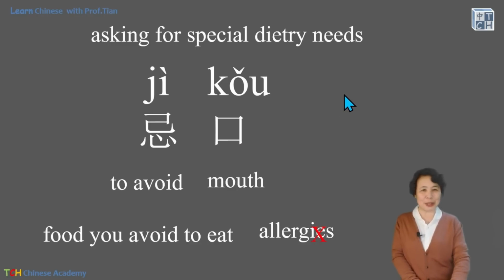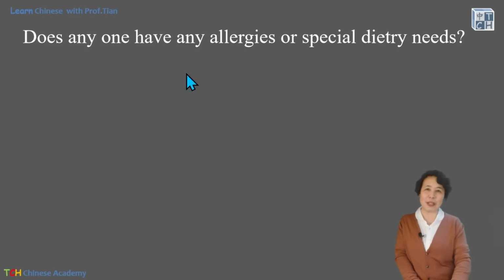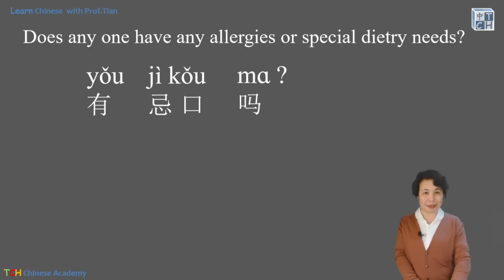Now let's move on to some sentences we use to express this kind of requirement. So, does anyone have any allergies or special dietary needs? In Chinese, it's very easy. It is 有忌口吗? 有 means to have, and 忌口 is what we just learned, something we try to avoid. And 吗 is a question particle at the end of the question. So 有忌口吗? One more time.